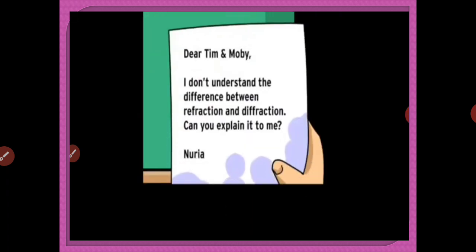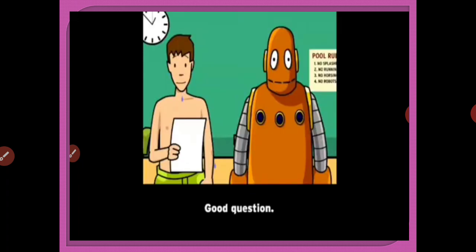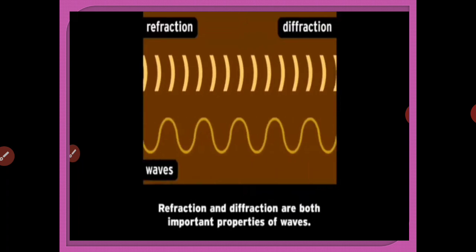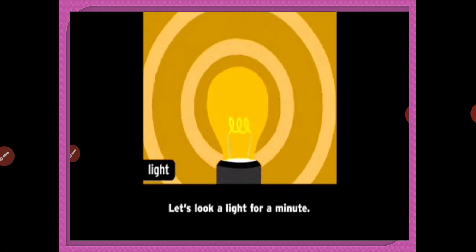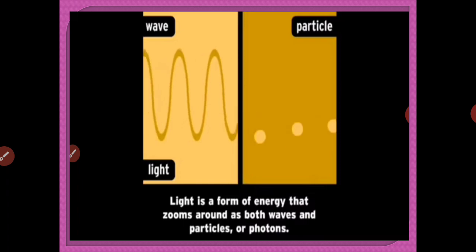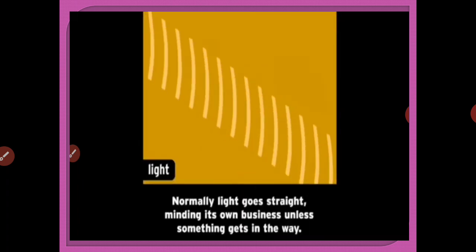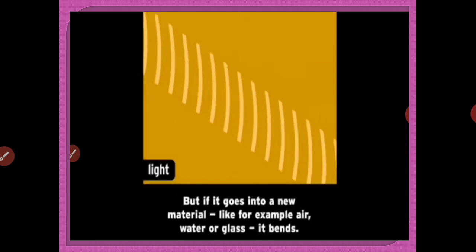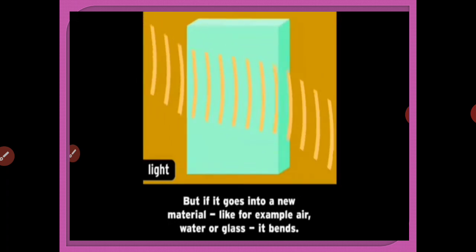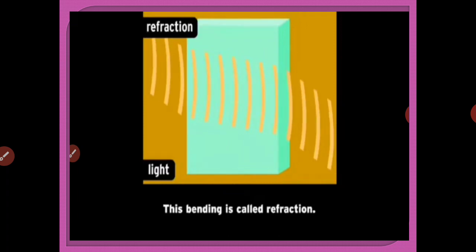Dear Tim and Moby, I don't understand the difference between refraction and diffraction. Can you explain it to me? From Nuria. Good question. Refraction and diffraction are both important properties of waves. Let's look at light for a minute. Light is a form of energy that zooms around as both waves and particles, or photons. Normally, light goes straight, minding its own business unless something gets in the way. But if it goes into a new material, like for example air, water or glass, it bends. This bending is called refraction.